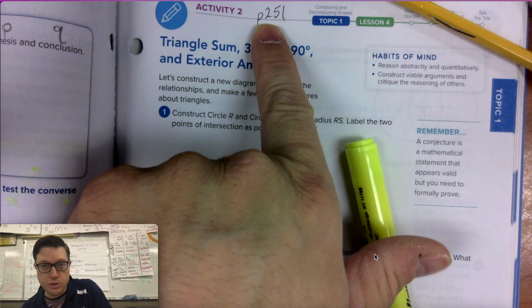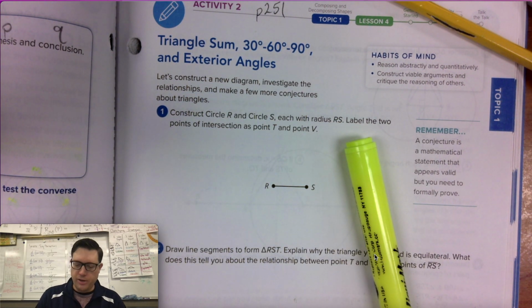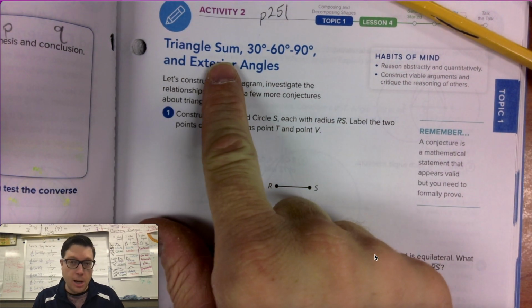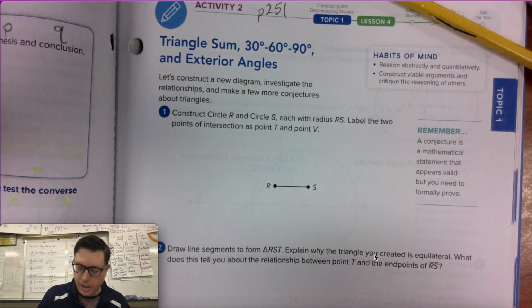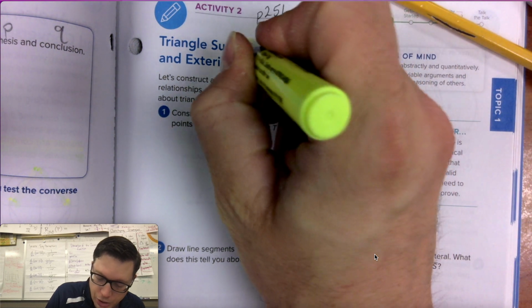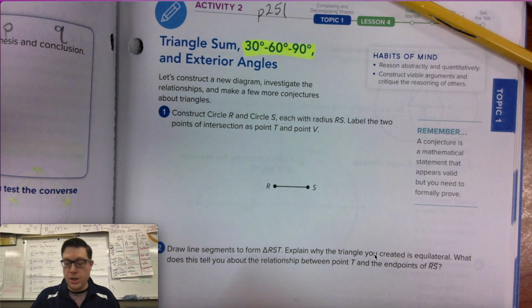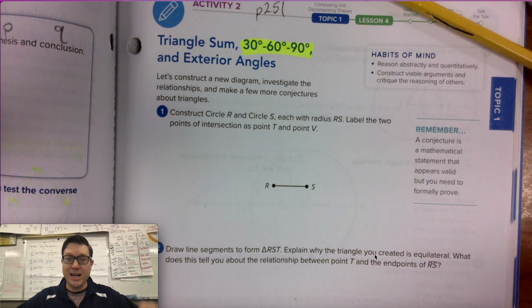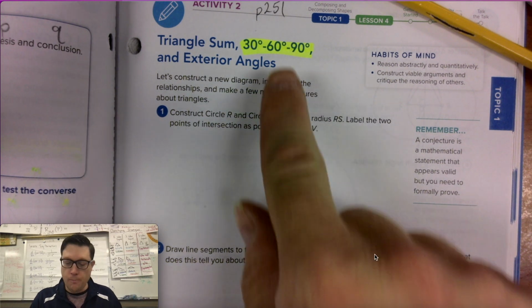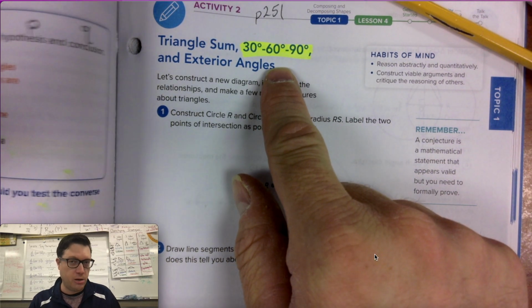We're going to start it on page 251. This is the part of the video where we're going to talk about triangle sum, the 30, 60, 90 rule, and exterior angles. And believe me, you want to know this relationship because this is a crucial part of what we do in geometry. It will not be just isolated to today or to this section of videos. It is massive. So pay attention to the 30, 60, 90 conversation.